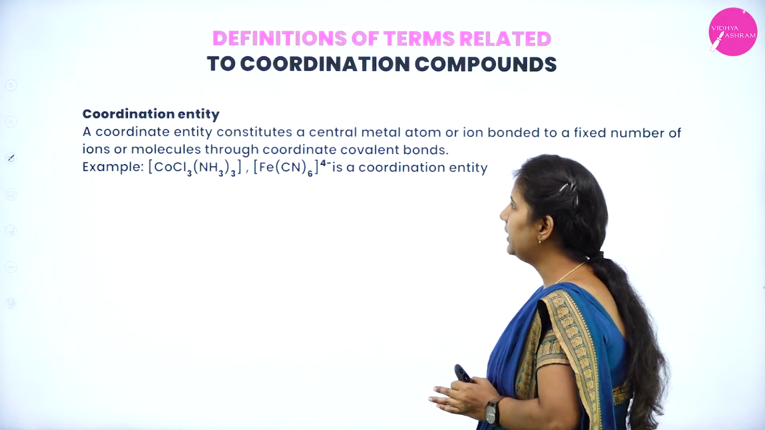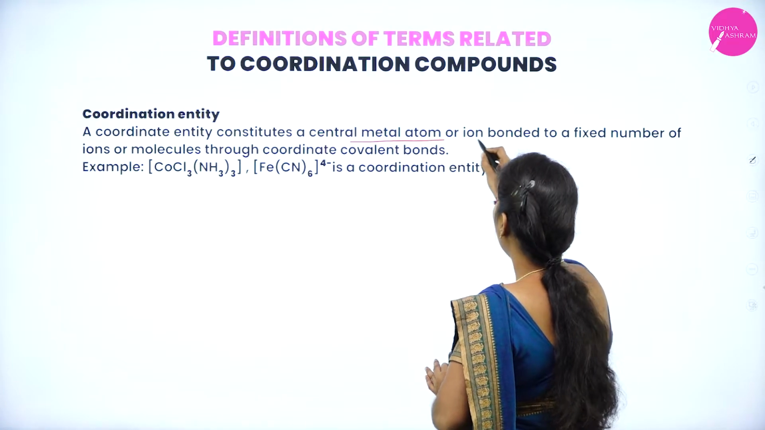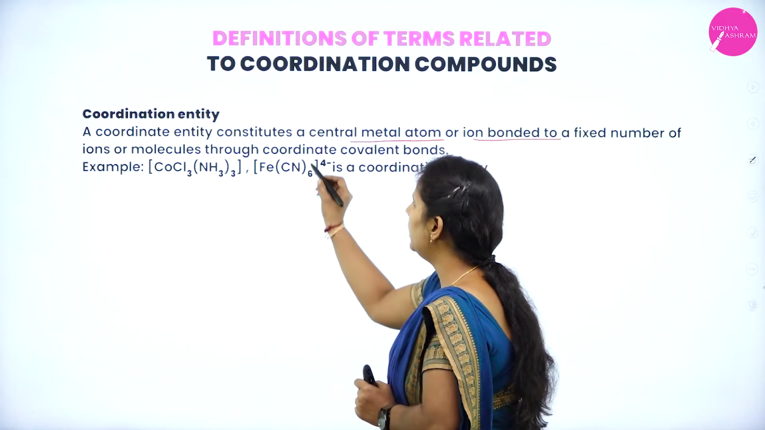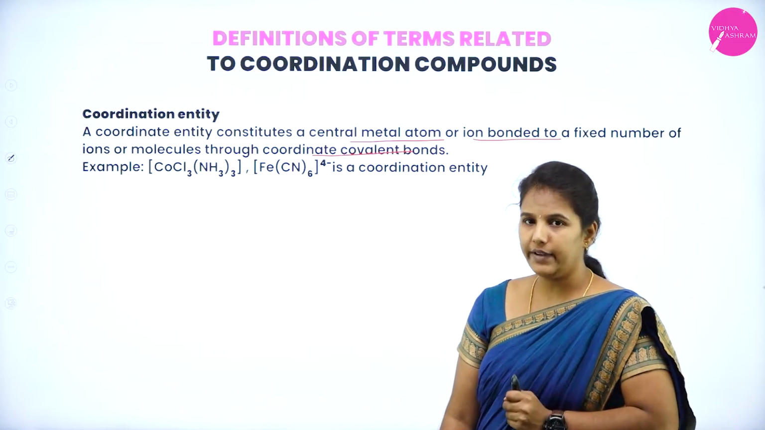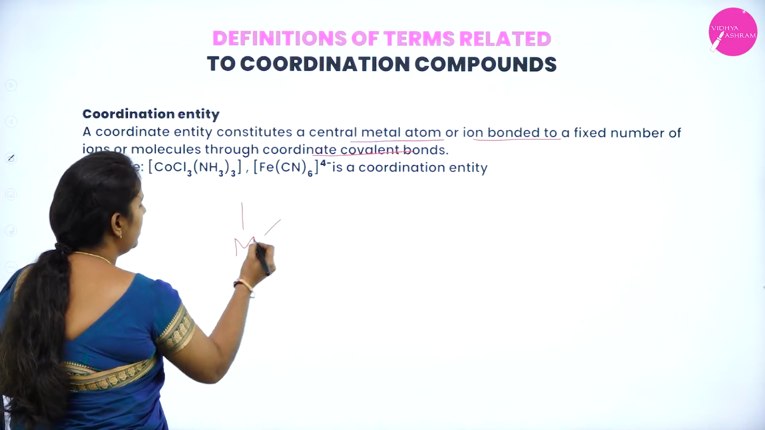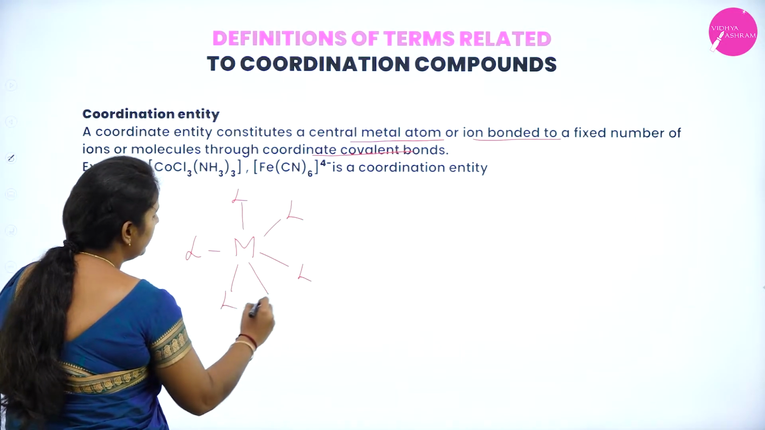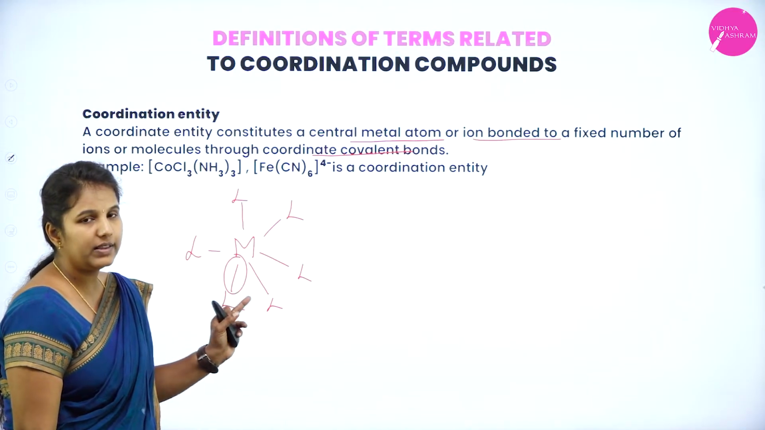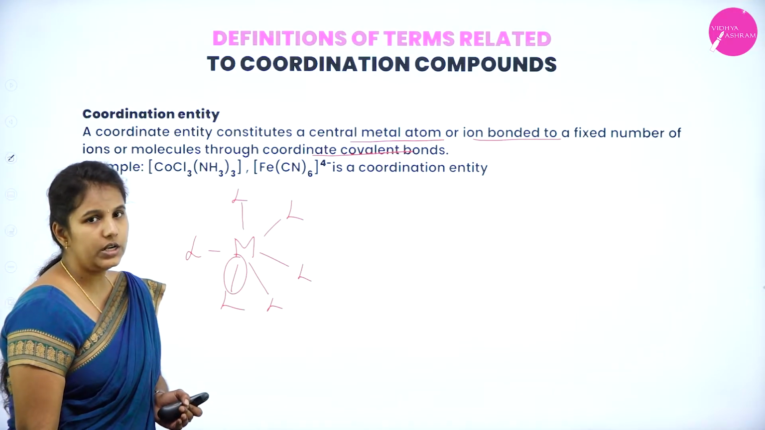The coordination entity constitutes a central metal atom or ion bonded to a fixed number of ions or molecules through coordinate covalent bonds. So, already I have explained that there will be a central atom surrounded by a fixed number of ligands, by forming coordination bonds with the ligands. It forms a fixed molecule that is known as a coordination entity.